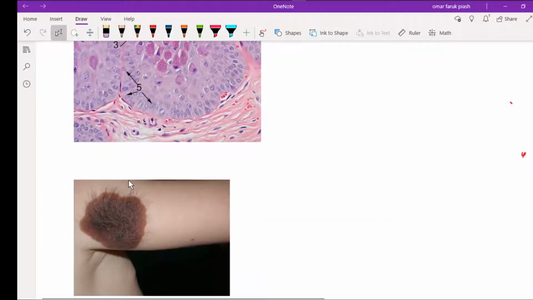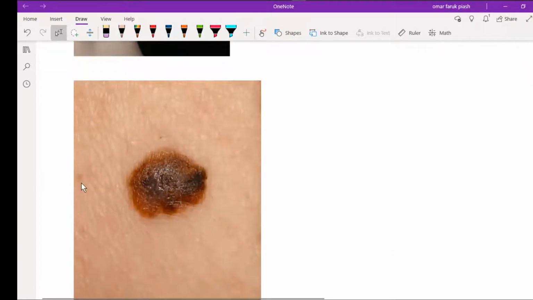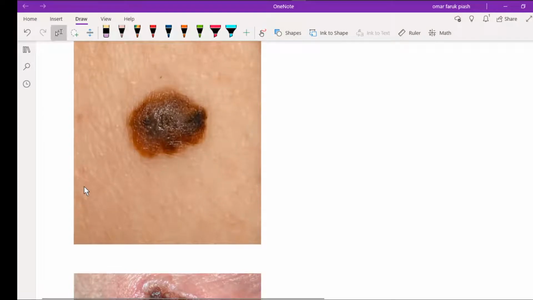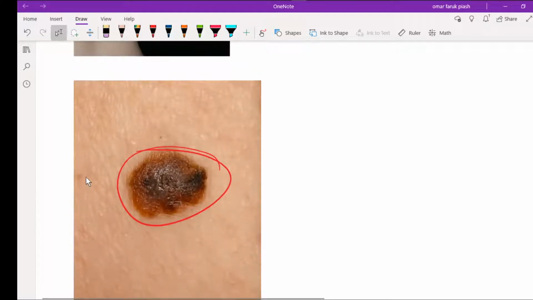This is the picture of basal cell carcinoma. In basal cell carcinoma, there is malignant proliferation of the basal cells of the epidermis. The risk factors are from UVB-associated DNA damage.